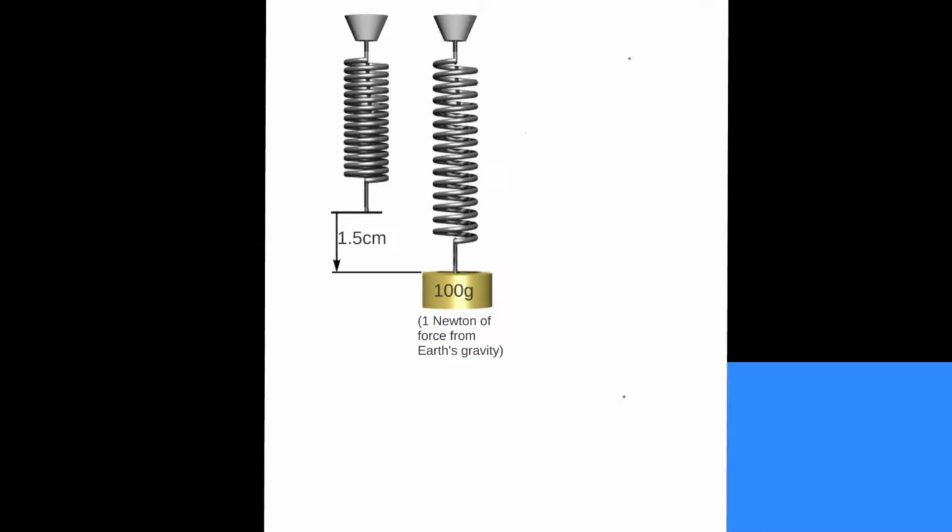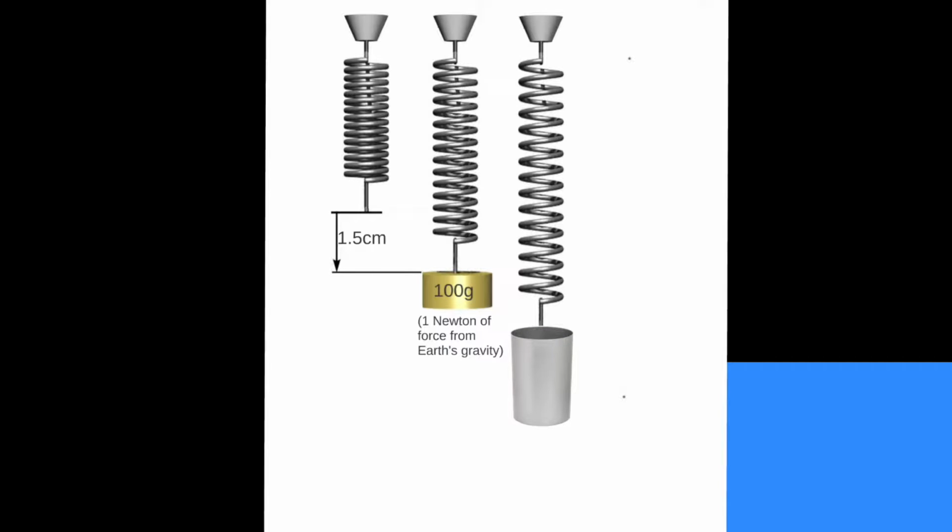If that 1 Newton of force stretches this particular spring 1.5 centimeters, then we know that each additional Newton will stretch the spring another 1.5 centimeters. Now we can use the spring to measure any force we want, as long as the spring is not overstretched. For example, if we hang an unknown mass on the spring and it stretches 3 centimeters, we know that the force is 2 newtons, because the stretch was twice what it was with 1 Newton.